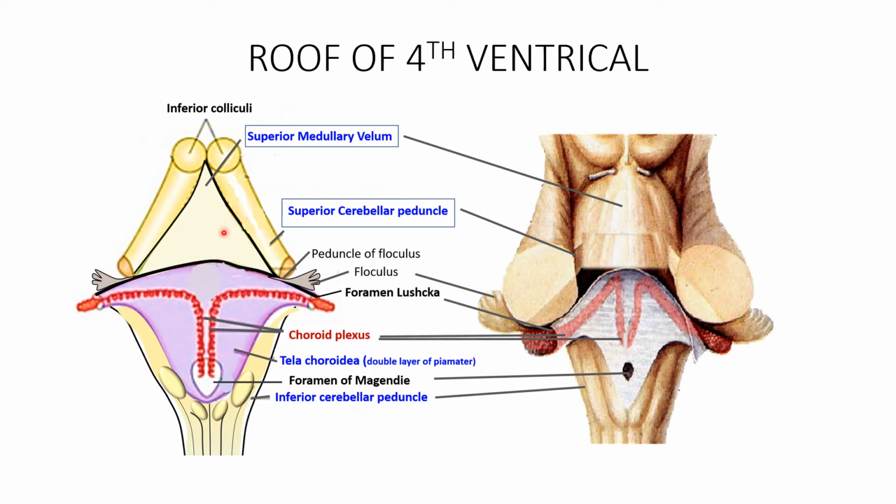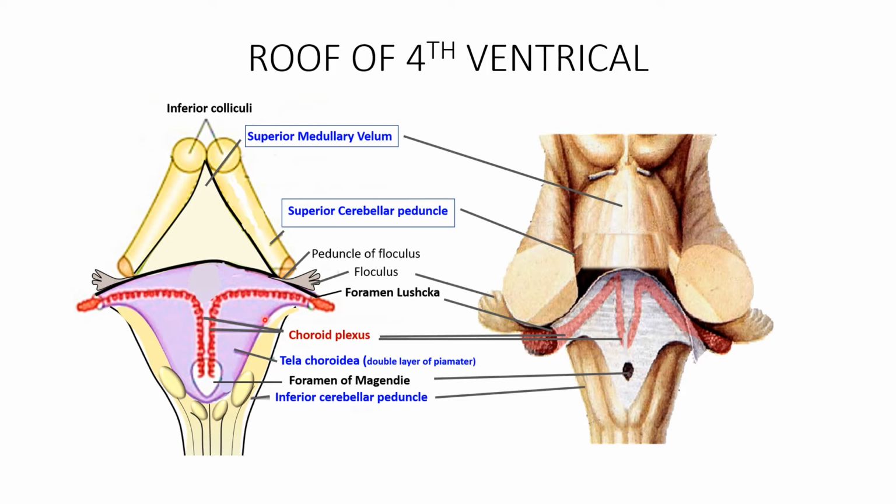So the roof of the fourth ventricle is tent shaped. Its apex projects posteriorly into the white core of the cerebellum. It has an upper sloping surface and a lower sloping surface. The upper part of the roof, here this is the upper part of the roof, is formed by the medial border of the superior cerebellar peduncle. You can see this is the superior cerebellar peduncle, connected with a thin sheet of white matter that is called the superior medullary velum. Here you can see this is the superior medullary velum.